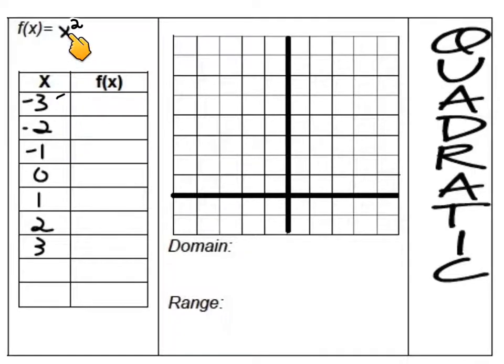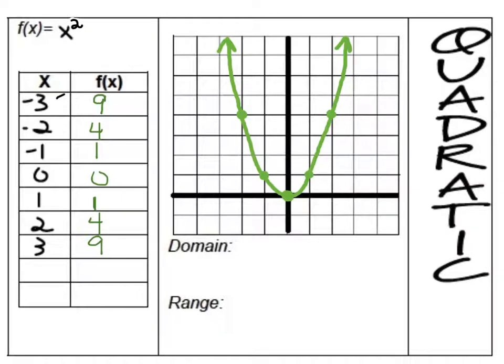Keep in mind, whenever you square a negative, you're always going to get a positive. So let's fill out this table. Go ahead and do that in your notes. Again, it goes through the origin. Plot your points. You're not going to be able to plot 3, 9 and -3, 9, so just make sure that you don't go over to the 3 because it goes all the way up to the 9.